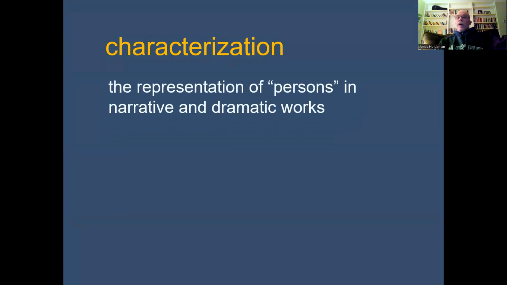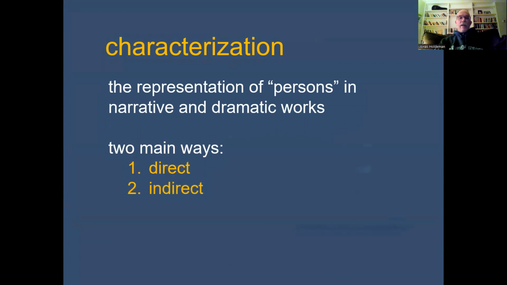Okay, now how does characterization occur? In other words, how does the writer go about affecting this literary element? How do they go about doing it? Characterization then is the representation of persons, generally in a narrative or dramatic work. And it happens in two main ways. One is direct, and the other is indirect.